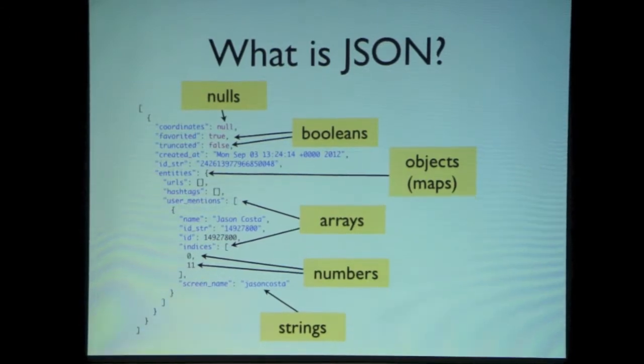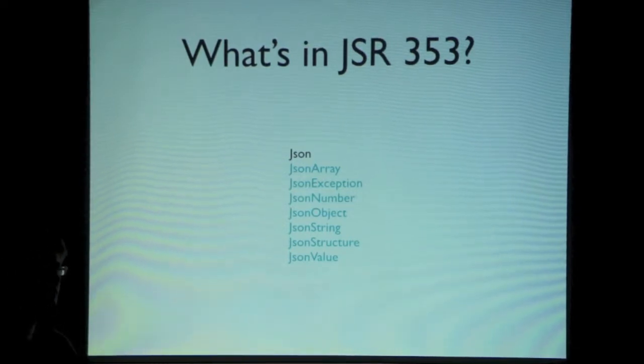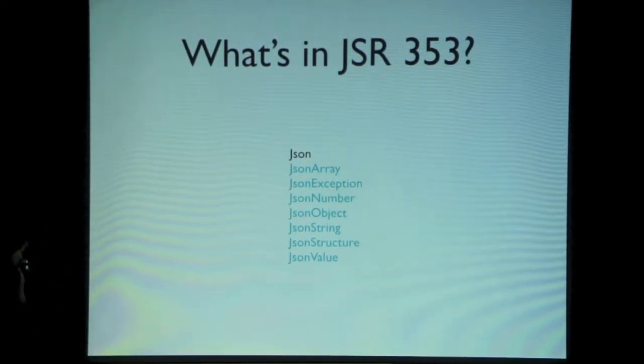So how does JSR 353 break all this down? I'm sure since everybody here already uses JSON in their Java apps, you know there's a whole bunch of different JSON libraries to choose from. Right. And they're all slightly different. And this is no exception.